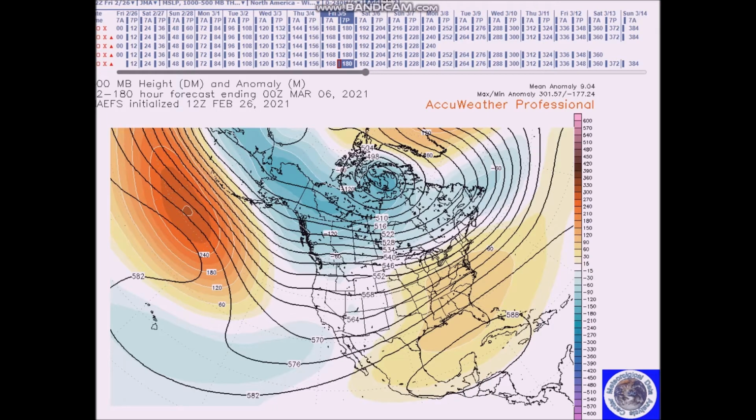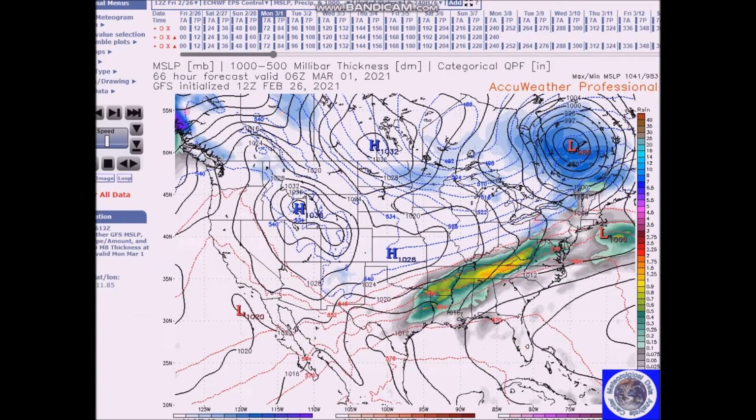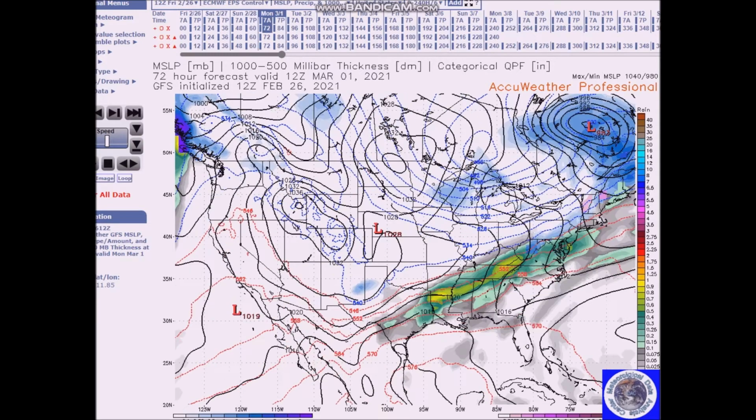So now going ahead, the models are in agreement with a heavy rain event occurring here across the south. And the models are in agreement that there'll be a threat of heavy rain across the south starting early next week. And the rain will spread eastward and could bring areas of heavy rain across the southeast by Tuesday. And then during this period, we have an upper low.